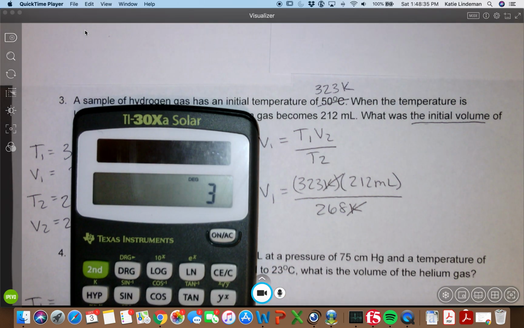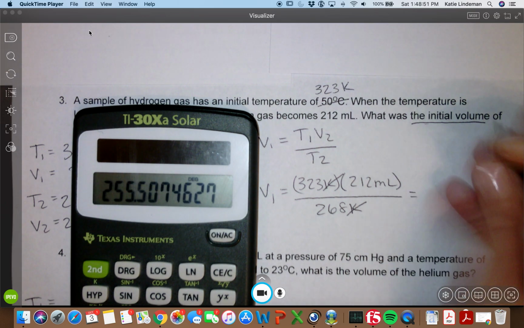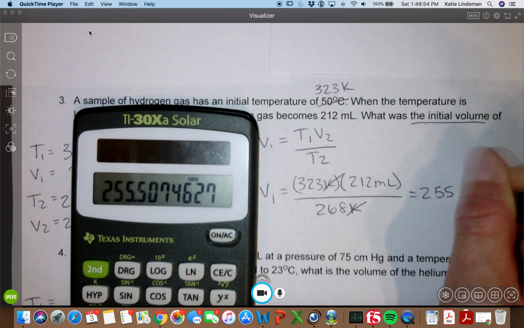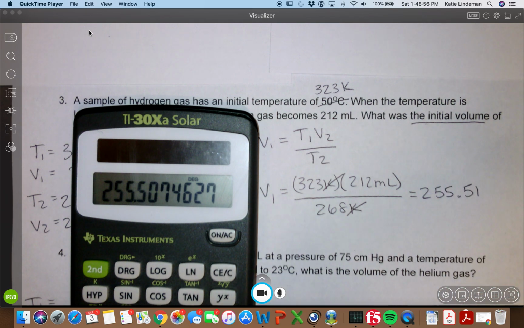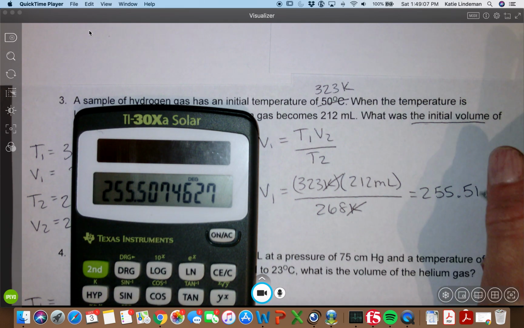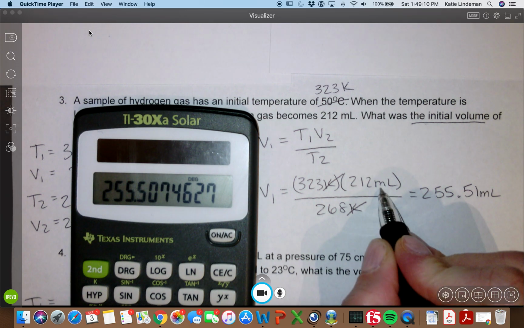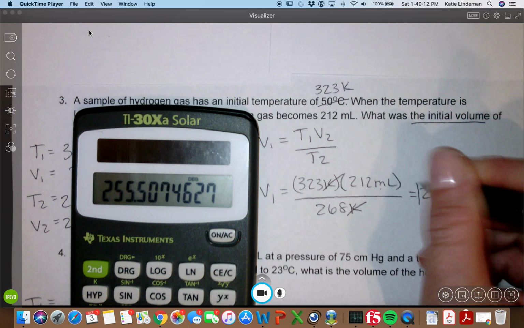So 323 times 212, and then I hit the equal sign, divided by 268. And I end up getting 255.51 because there's a 7 here, I'm going to round so that my decimals are 51, not 50. And I have milliliters here that has not been canceled out, so that's going to be my unit.